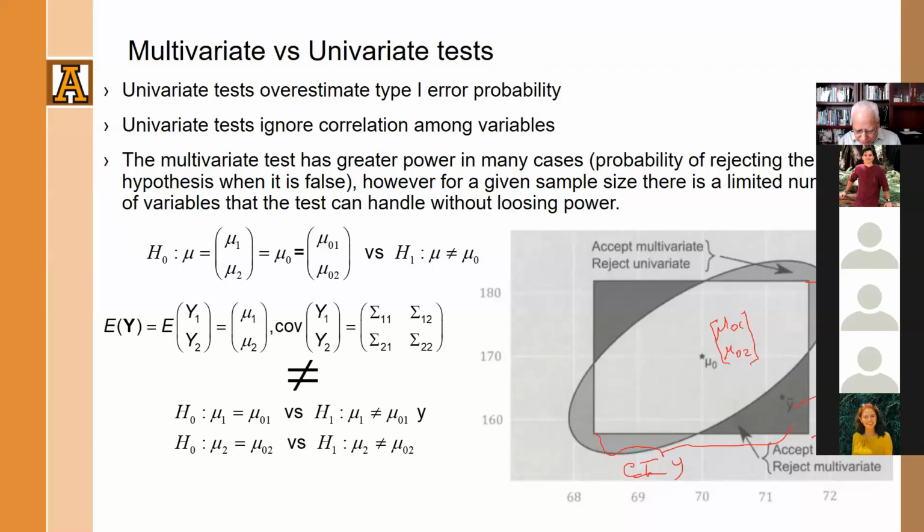Now, if instead I use the joint distribution of y1 and y2, then this region represents the 95% confidence region for that mean. And given that region, since y bar falls outside the region, I would reject the null hypothesis that the mean vector is equal to mu null.